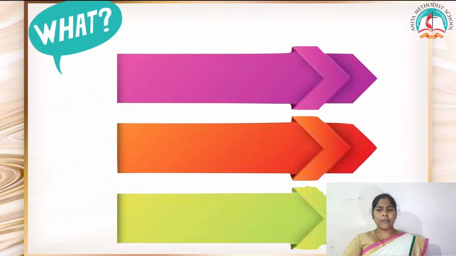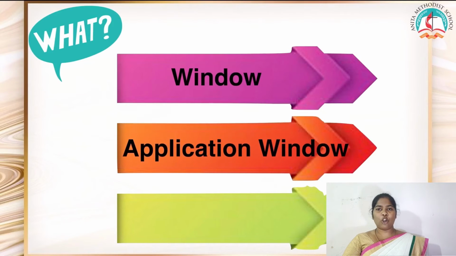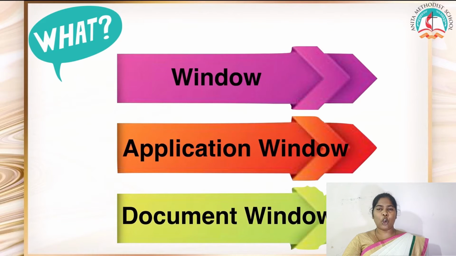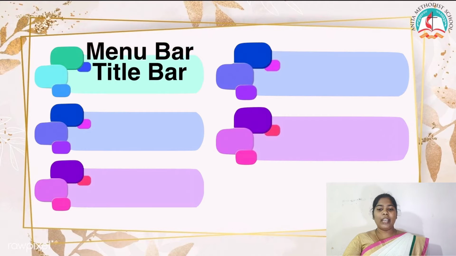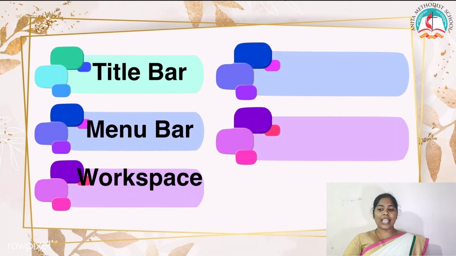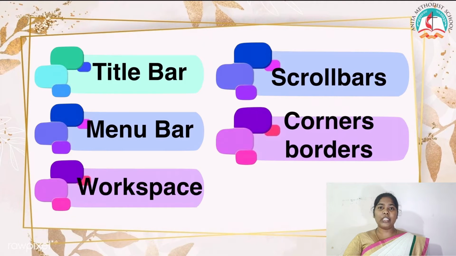And we learnt what is a window, what is an application window, and what is a document window. Application means Word; document means, in Word, if you create a document, that is called a document window. Then we saw the elements of a window: title bar, menu bar, workspace, scroll bars, and corners and borders. In the previous lesson, we learnt the uses of these elements of a window.